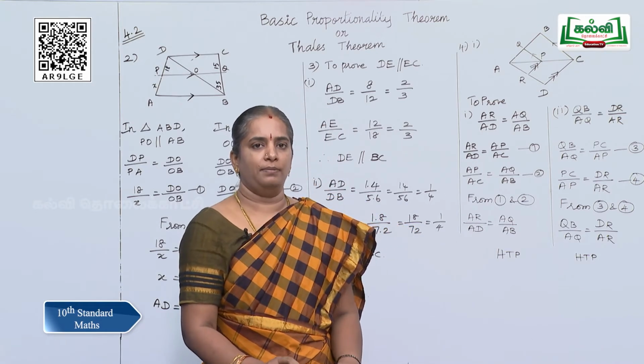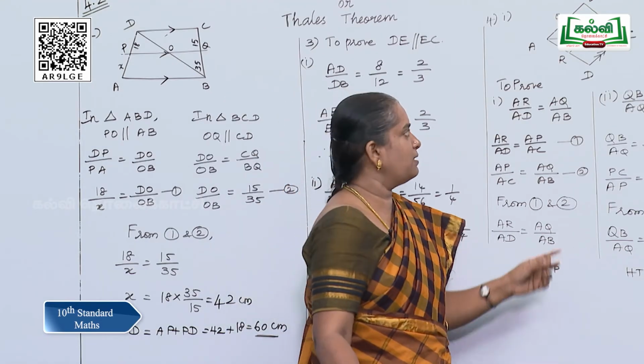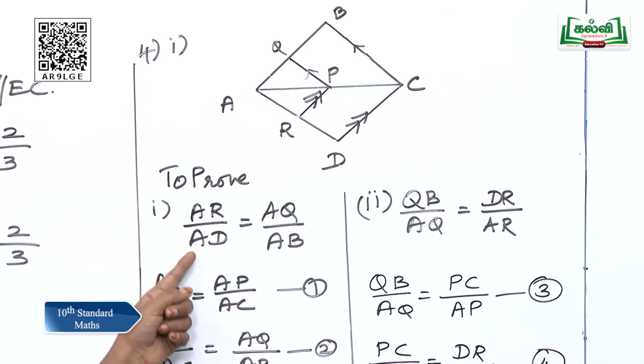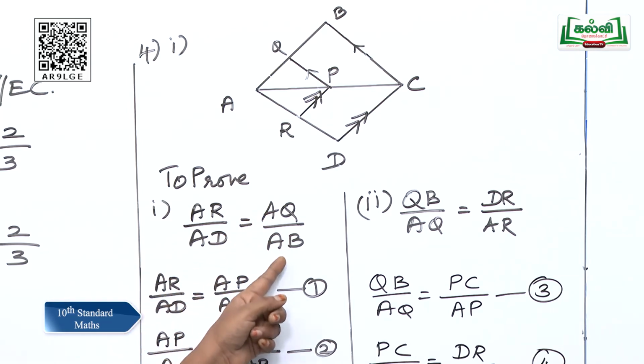Okay, let us go to the next sum. Here we have two questions. In that, we have to prove that AR/AD = AQ/AB.